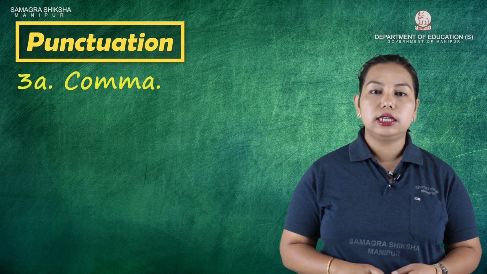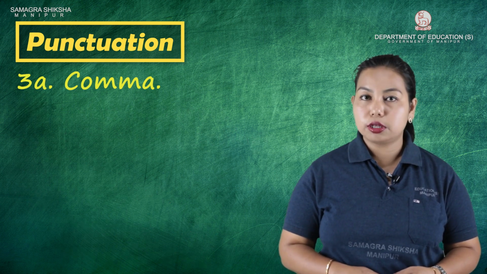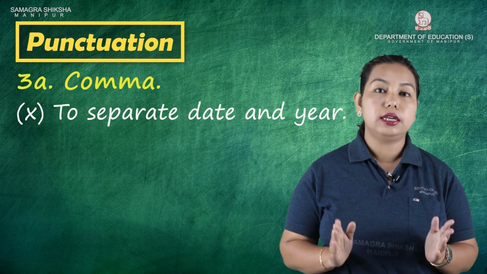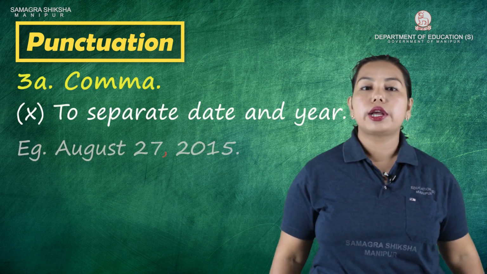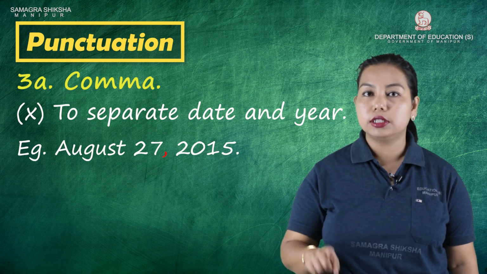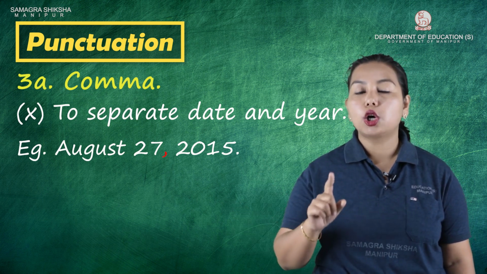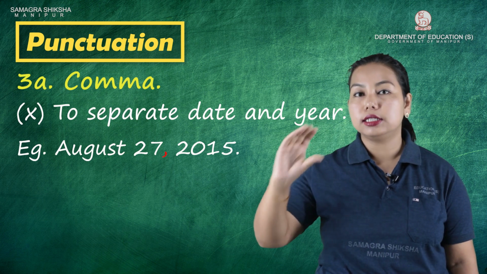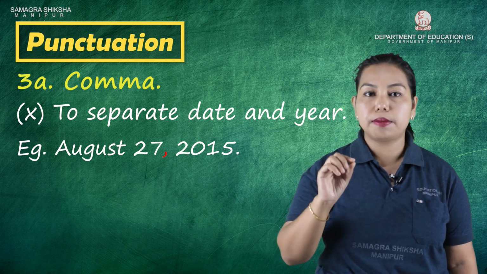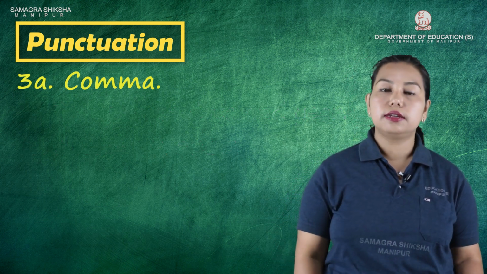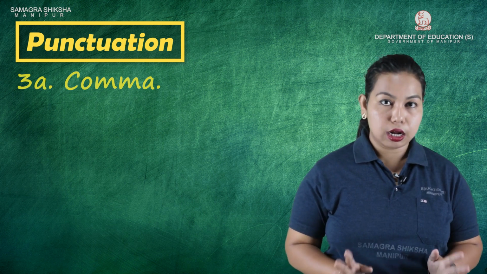Then last but not the least, we have to use the punctuation mark, comma, in order to separate date and year. Like for example, August 27, 2015. In order to separate the date and the year, we have to use the punctuation mark, comma. So that's it for the use of the punctuation mark, comma.